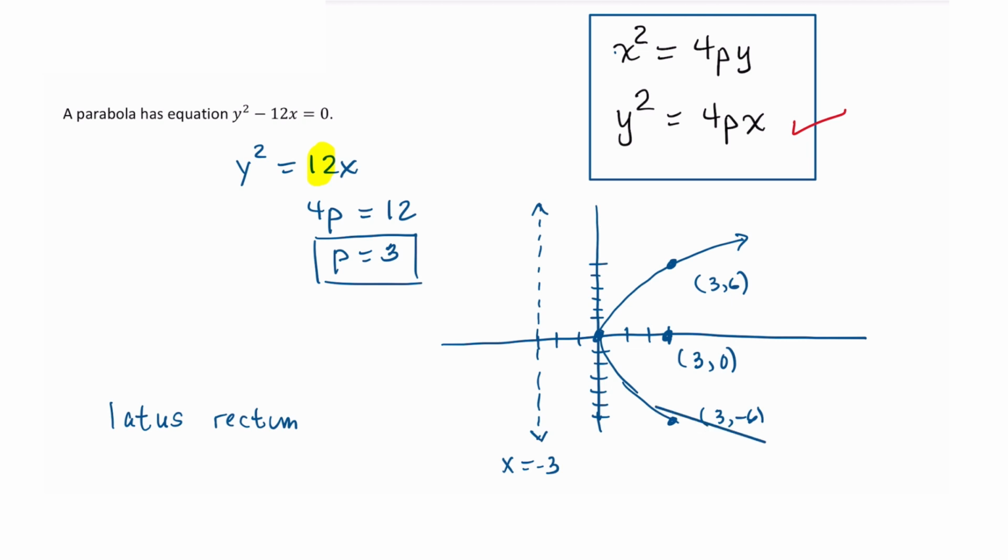And there is a rough sketch of our parabola. I don't know how that got linear there.